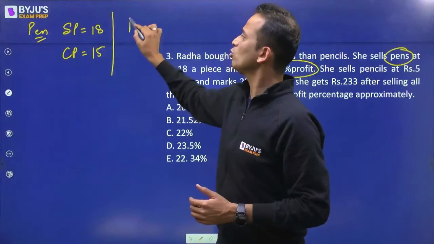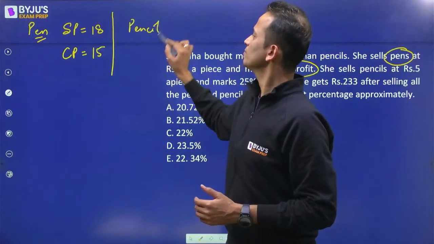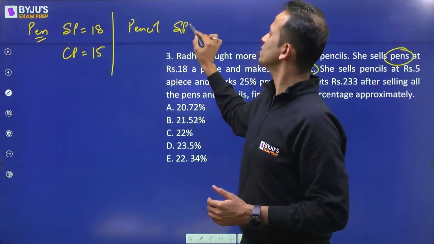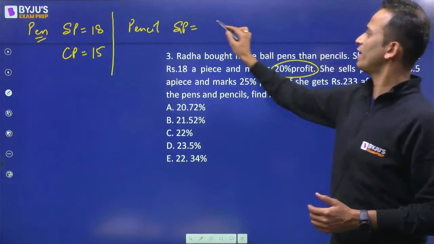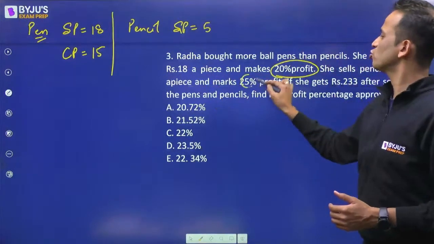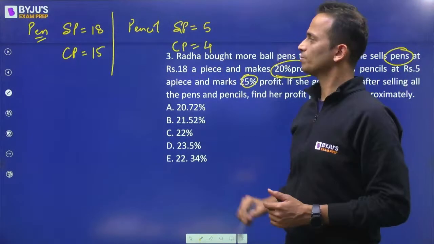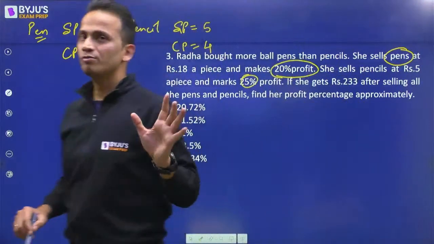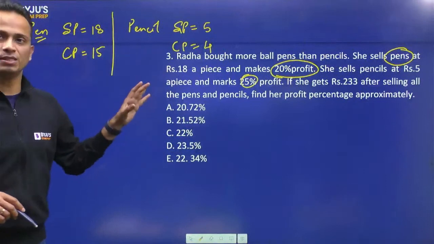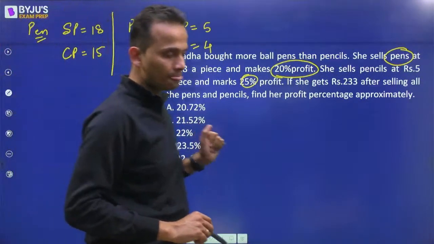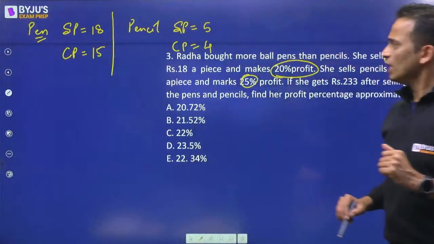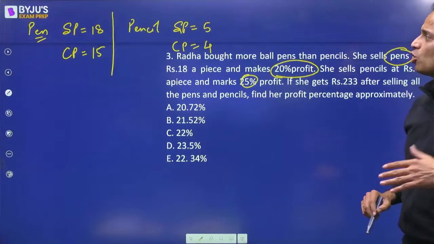Now talking about pencil. So selling price is given as 5 and the profit percentage is 25%. So I can say the cost price will be equal to 4. So cost price of 15 for pen and cost price of 4 for pencil each. Done. Now, I don't know the number of pens or pencils.